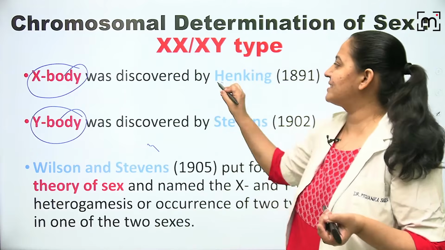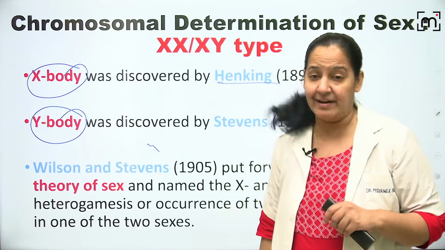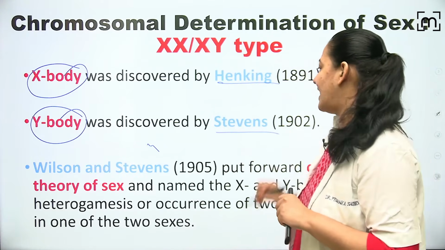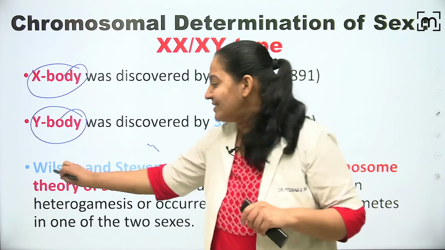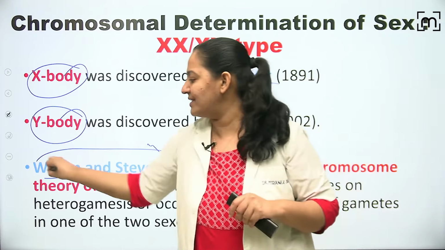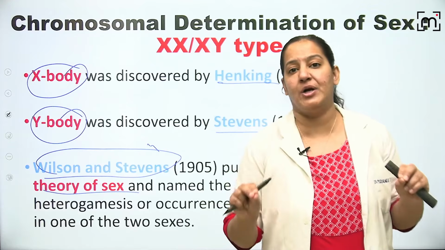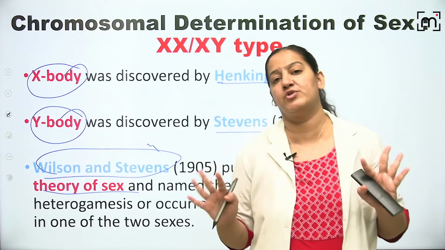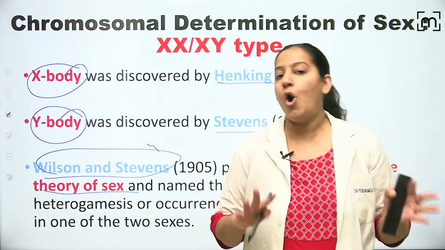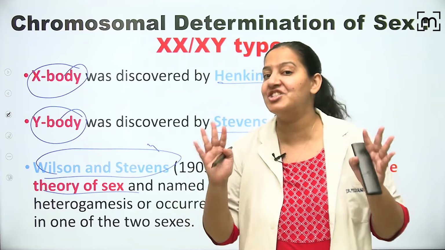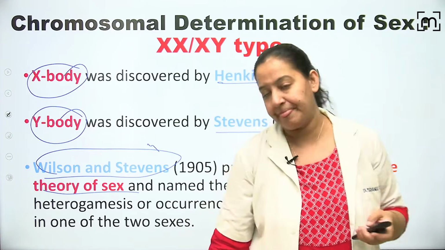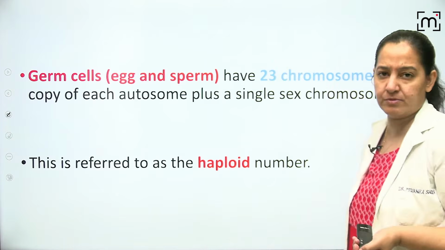The X chromosome was discovered by a scientist known as Henking and the Y chromosome by a scientist known as Stevens. Wilson and Stevens are the scientists who gave the chromosomal theory of sex. By sex, I mean the gender of an individual. Whether the individual is a male or a female is determined by the chromosome type. So how is it determined by chromosome type?